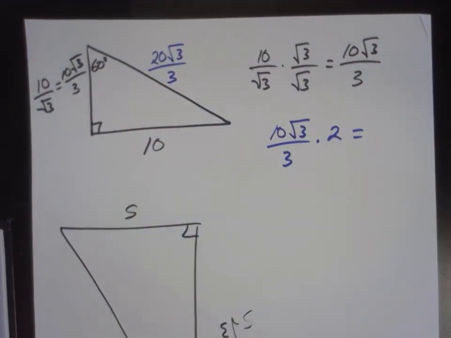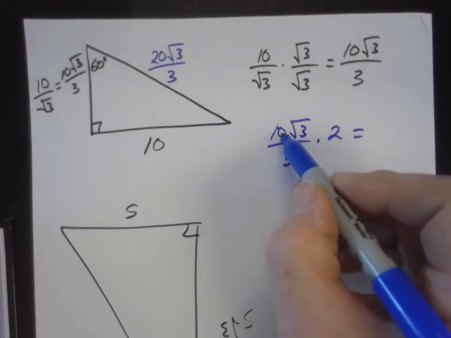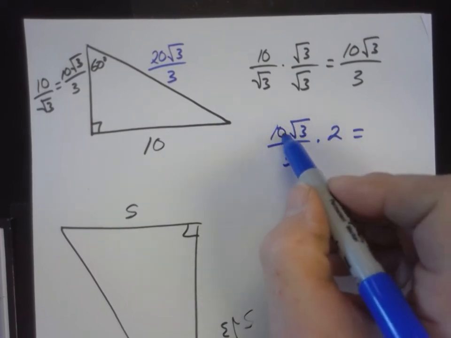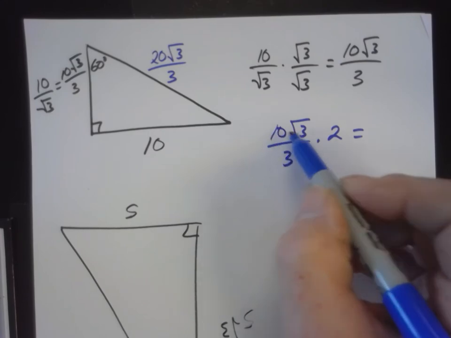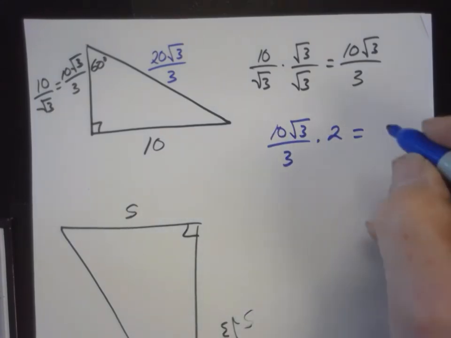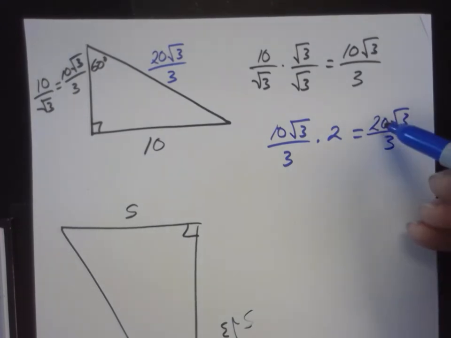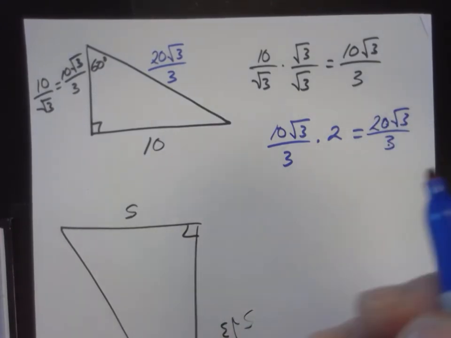If you multiply it by 2, see, it's okay to multiply the 10 by the 2. Multiplication is commutative. We don't have to go 10 times radical 3 first. We can go 10 times 2 first. So 20 radical 3 over 3. Kind of make sure 20 and 3 don't reduce down, do they? Okay, so there it is.